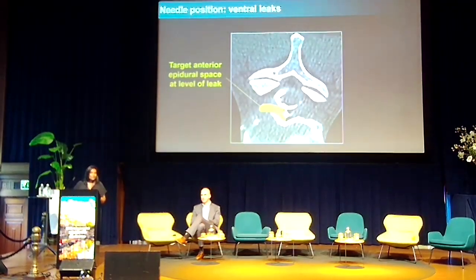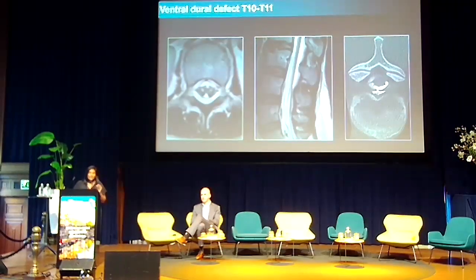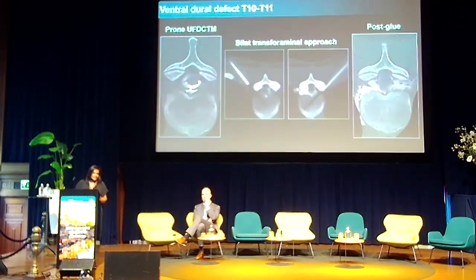Well, we want to try and target that anterior epidural space at the level of the leak, and this may need a bilateral approach. So this was a patient who came in acutely. She was 3 days from her ictus. You can see here, this is diffuse, unorganized fluid. And you can see here that she had a ventral dural defect at the T10, T11 level.